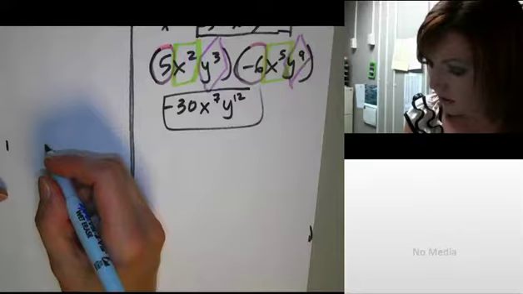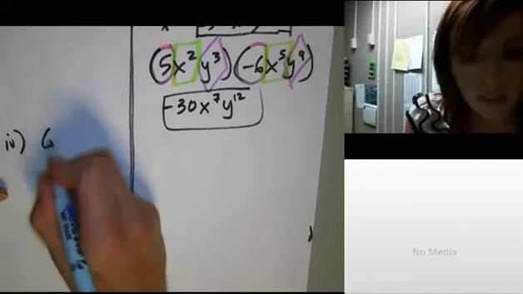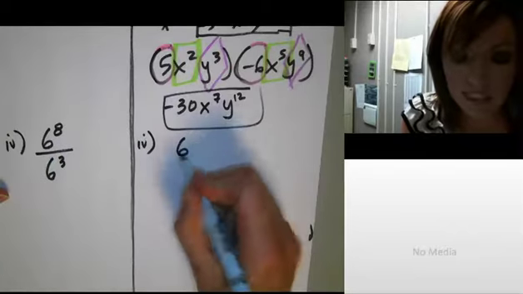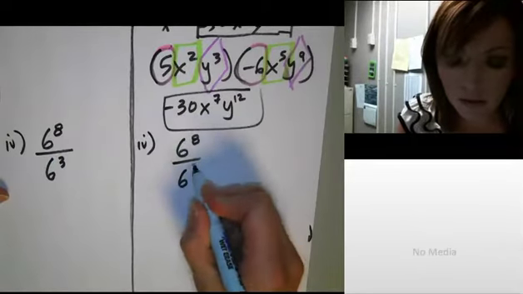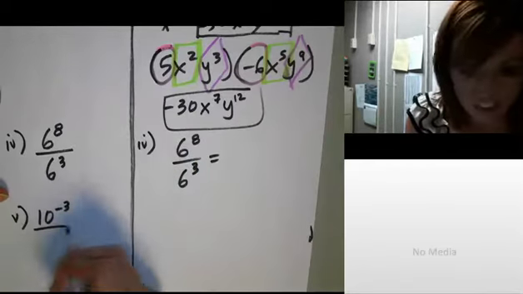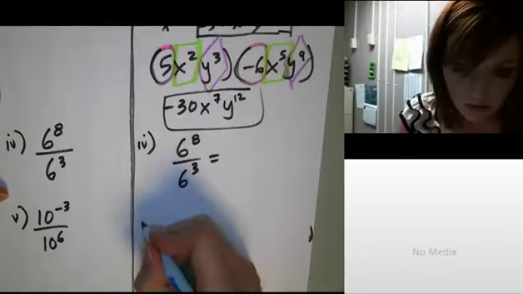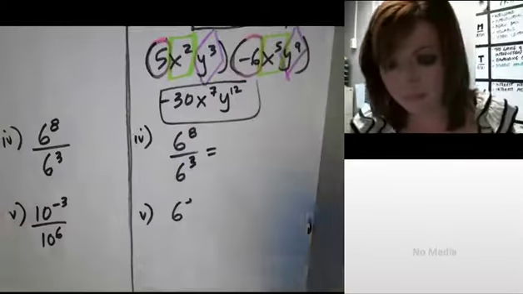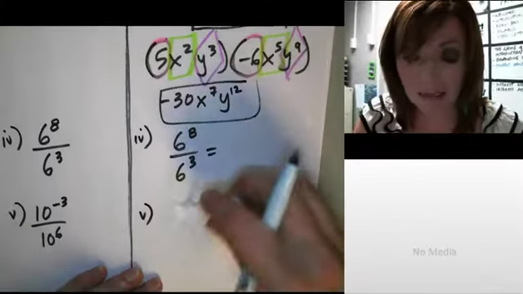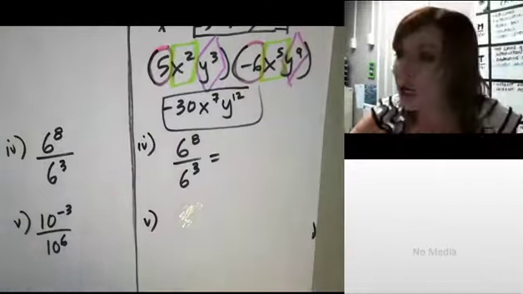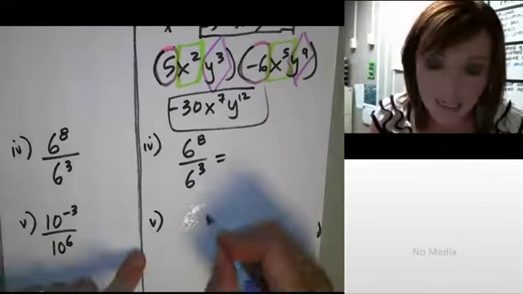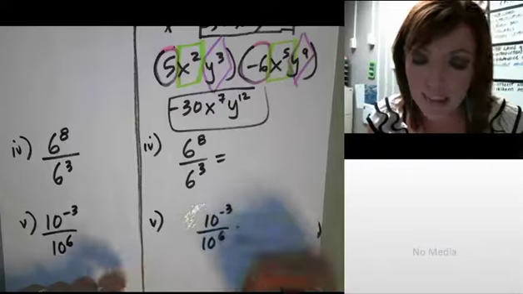Okay. Let's see. Number 4. All right. Everybody be looking at this. 6 to the 8th over 6 to the 3rd. I'm going to put the next couple up here so you can be thinking about whether you want to come up here. 10 to the negative 3rd over 10 to the 6th. I come prepared. Okay. So 6 to the 8th over 6 to the 3rd, that's the first example. And then 10 to the negative 3rd over 10 to the 6th.